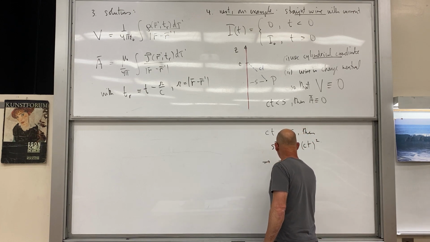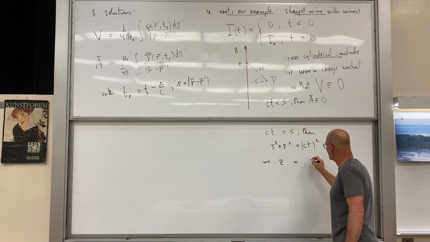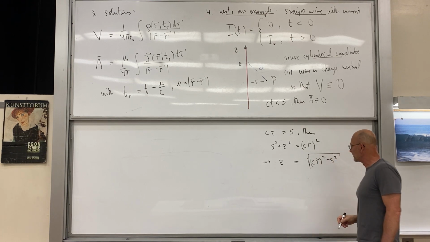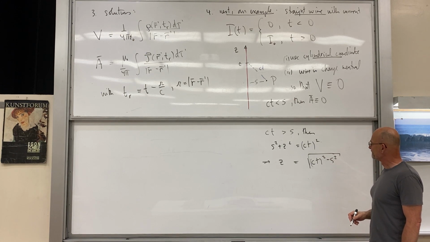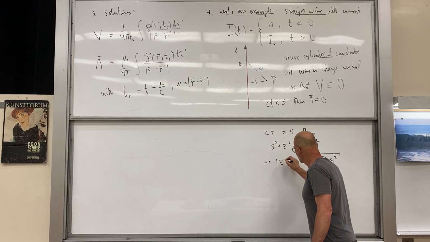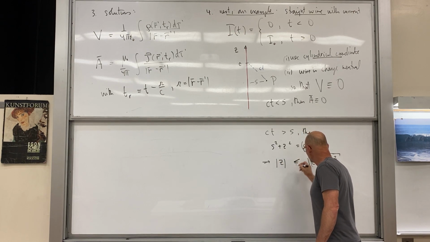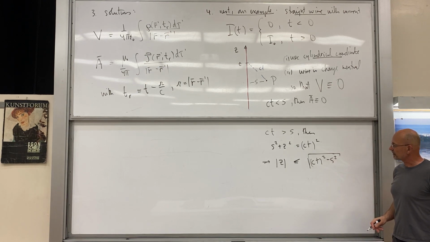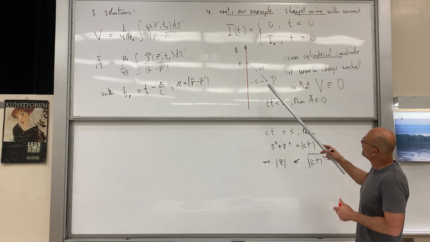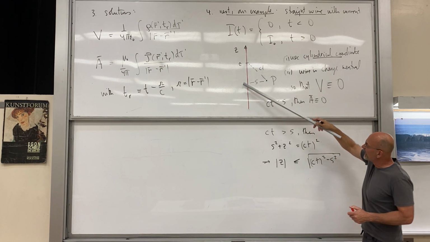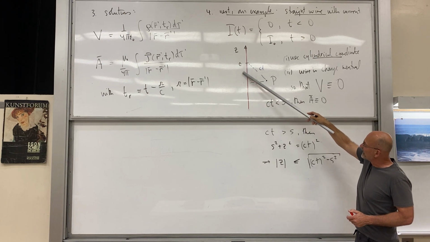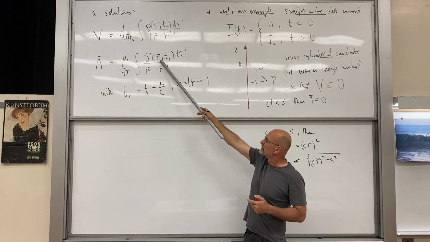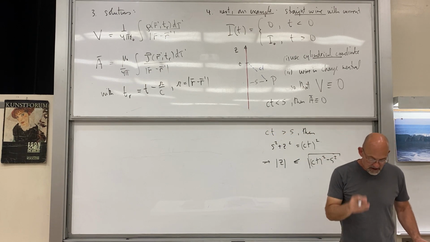So then if we have Z equals root CT squared minus S squared, and absolute value of Z less than or equal to root CT squared minus S squared, that defines, in the positive and negative direction, the extent of this current that is actually affecting us in the calculation of the vector potential. So now we can do that.